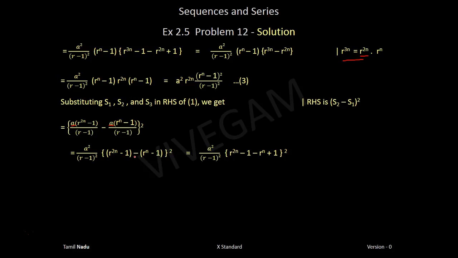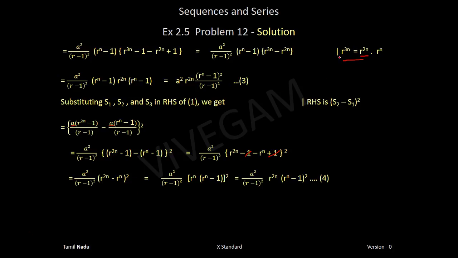Now remove this bracket. So this will be a square by r minus 1 the whole square. That will remain as it is. When you open the bracket, this will be r to the power of 2n minus 1 minus r to the power of n plus 1 whole square. So what will happen? This and this will cancel. So you will get a square by r minus 1 the whole square as it is, and this will be r to the power of 2n minus r to the power of n the whole square.